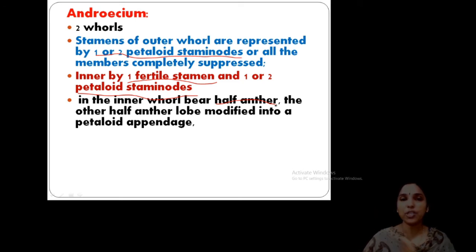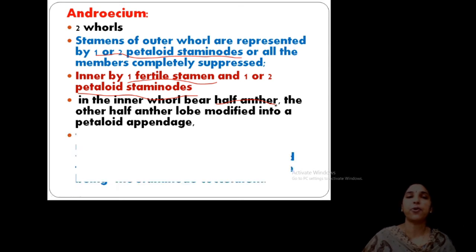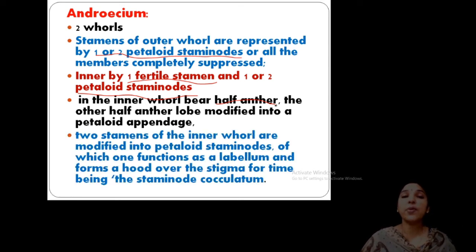Its half portion is modified into anther. It's a half anther, and the other anther lobe becomes a petaloid appendage. Very important point. And two stamens of the other inner whorls are also modified into petaloid staminodes. Only one is fertile and the other two are petaloid staminodes. They function as labellum. Of which one functions as labellum and the other forms a hood over the stigma.